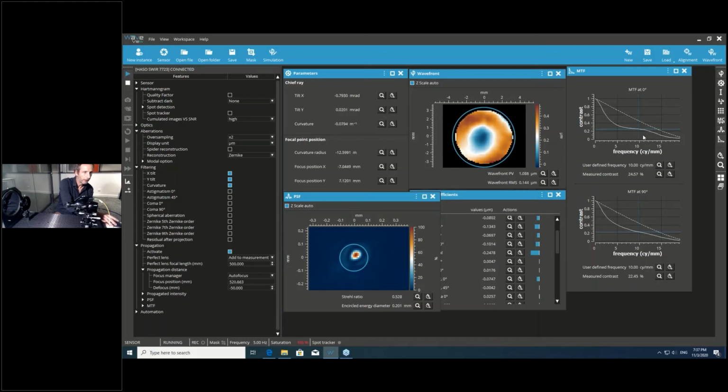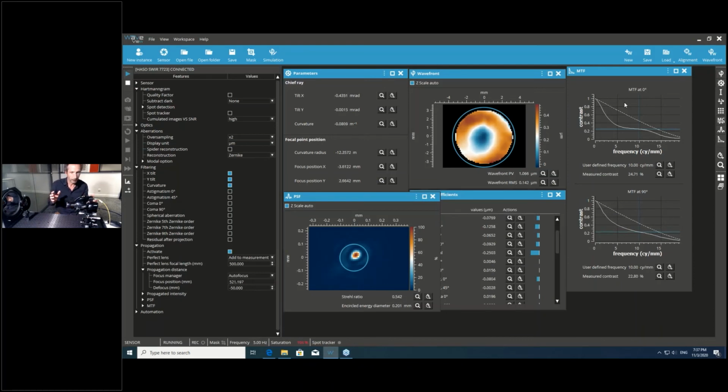We do have the result on two different azimuths, for 0 degree and 90 degree, but we can for sure change the orientation in order to have the full 3D PSF. So that means the PSF in all directions, all azimuths.